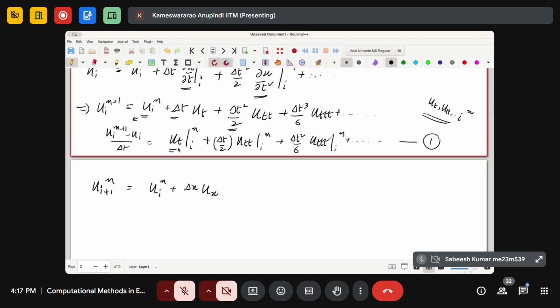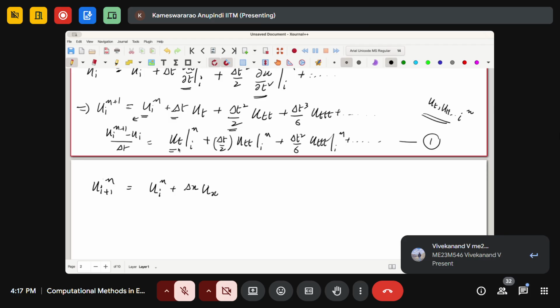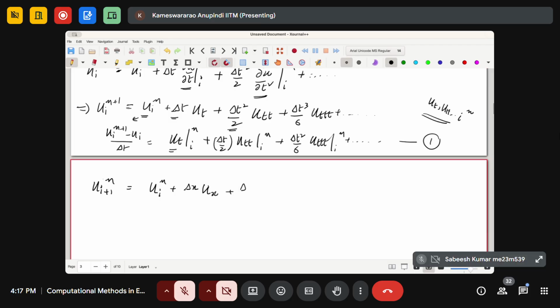If the derivative is with respect to time, we're going to write it as u sub t. If the derivative is with respect to space, we're going to write it as u sub x, instead of u sub t. And then plus you will have delta x squared by 2 factorial u sub xx plus delta x cubed by 6 u sub xxx and so on.